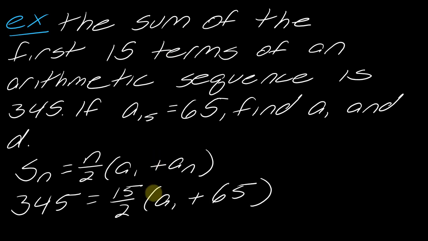So notice how, because this is the 15th term, a sub 15 I know is 65. I plugged in 15 for n, and s sub 15 is 345. So I've kind of leveraged what I know in this problem. And this equation here, the good news is that I can solve this. So let's see. I'm going to go ahead and multiply both sides by 2 over 15.